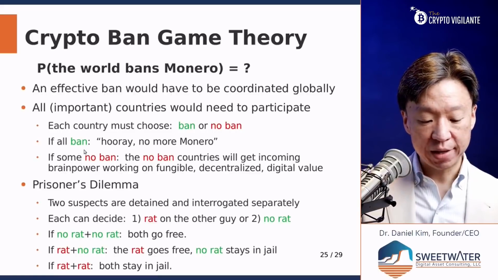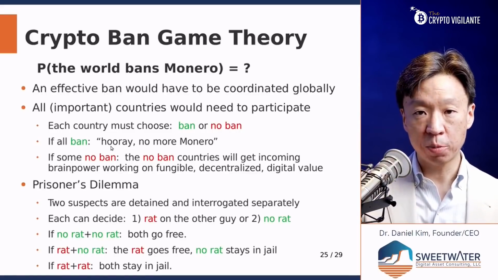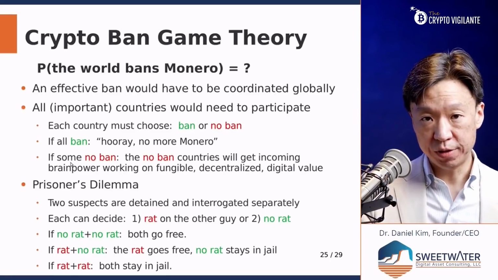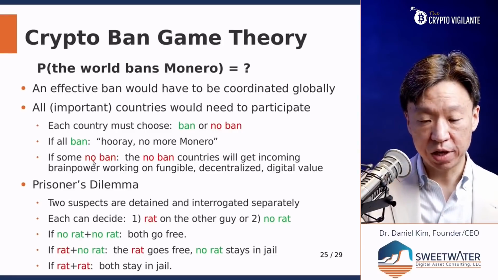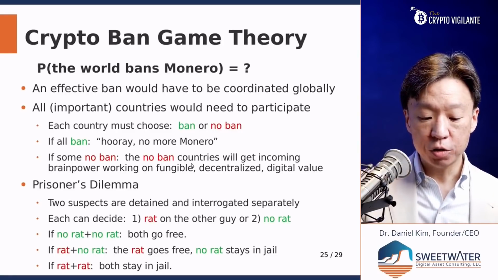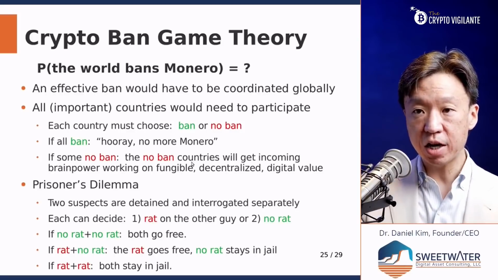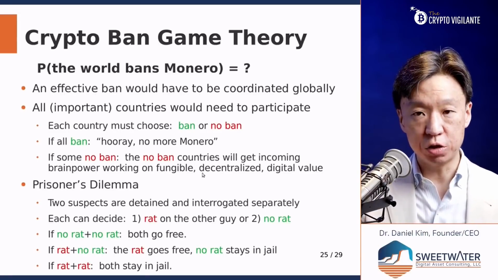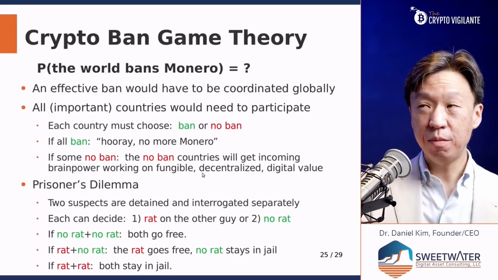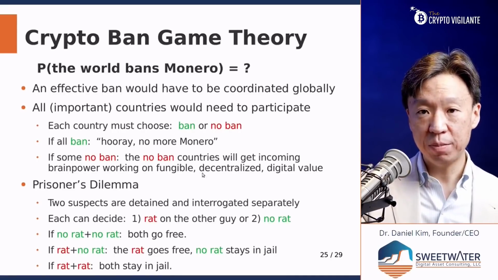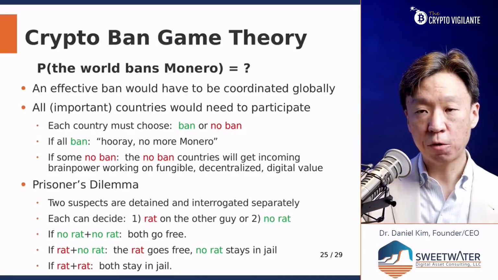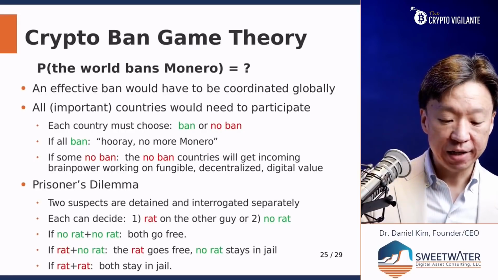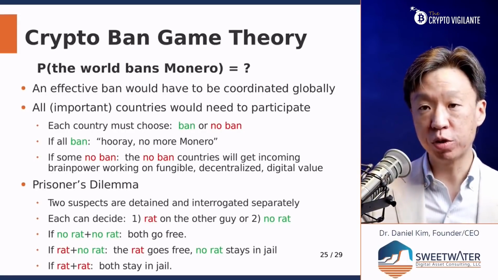So if everyone in the world bans it, all the world governments, okay, they say, hooray, no more Monero. However, let's say one or more countries do not go along with this scheme and they elect to not ban. So they say no ban. What's going to happen? Then the countries that did a no ban, they're going to get an incoming influx of brainpower working on this form of fungible, decentralized digital value. Now, all of a sudden, maybe this is not what the ban people were thinking. They were not intending for a reward in global innovation to go to the countries that were not cooperating. And yet, this is a classic problem in game theory. It's called the prisoner's dilemma problem.